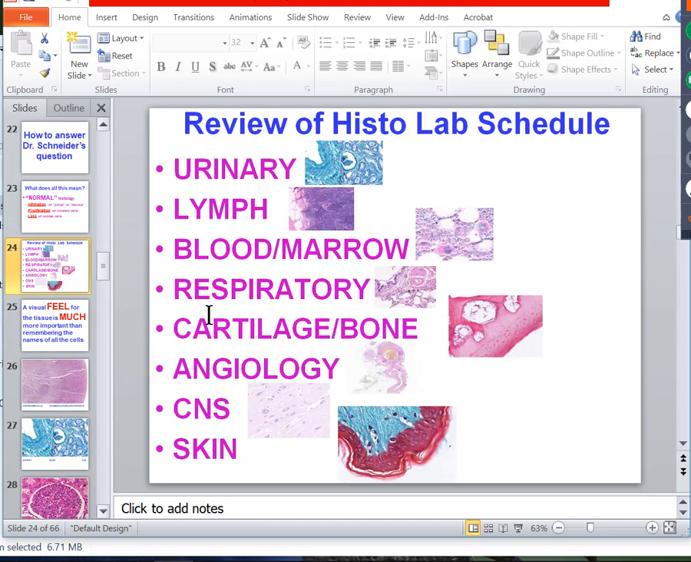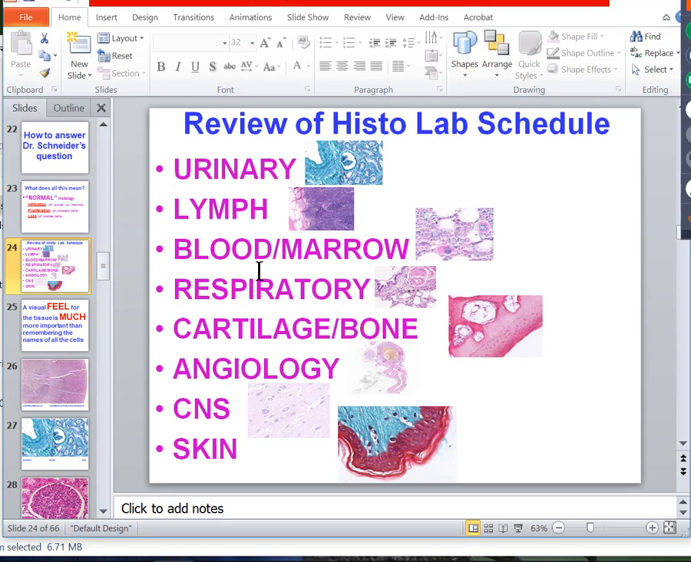Now, this was part of our routine histo lab schedule. And remember, all of the pictures that I show you now are either going to be normal or basic disease patterns. So in the second half of our histo lab schedule, we looked at the urinary system, the lymphoid system, blood and bone marrow, lung, cartilage, bone, blood vessels, brain, and skin. Now, I'm going to show you pictures of normal things here. And then I'm going to show you some patterns.